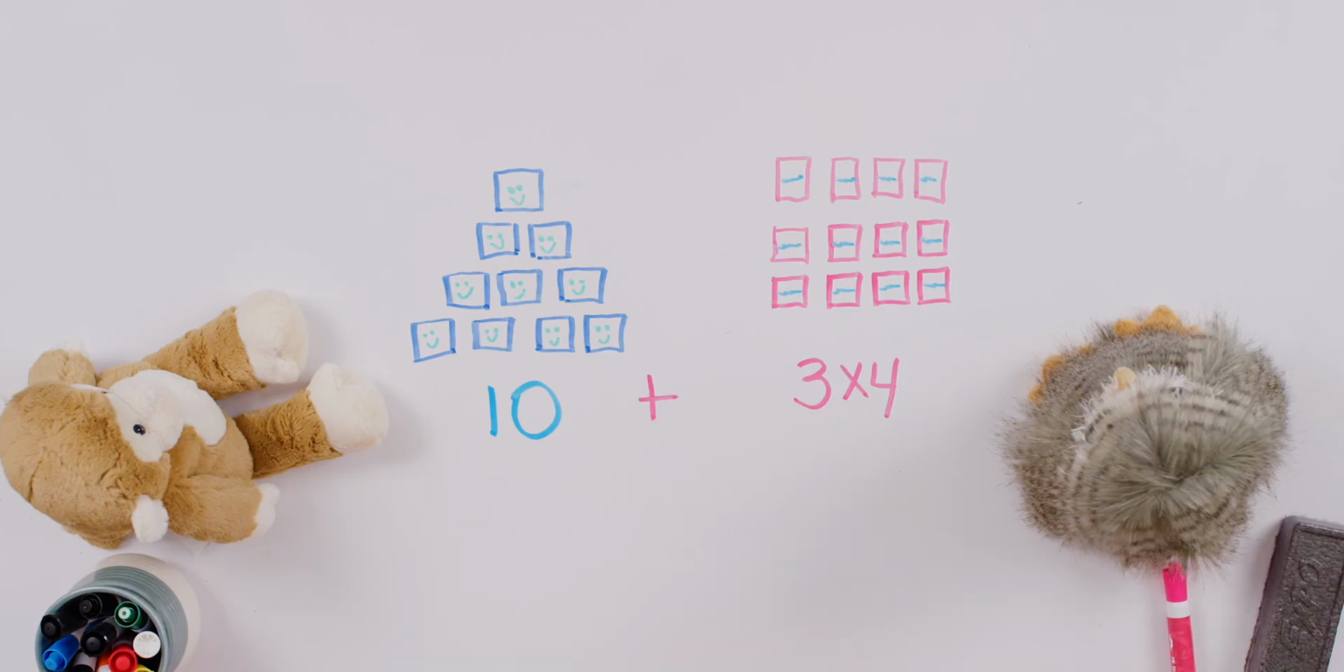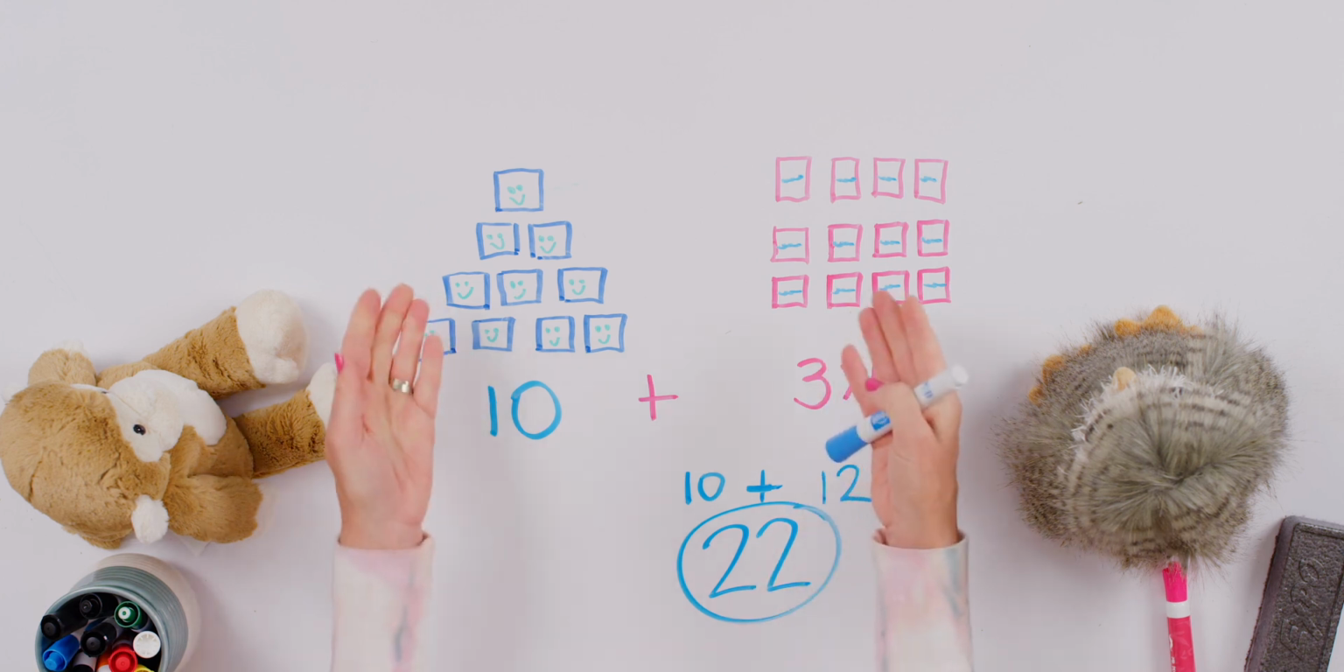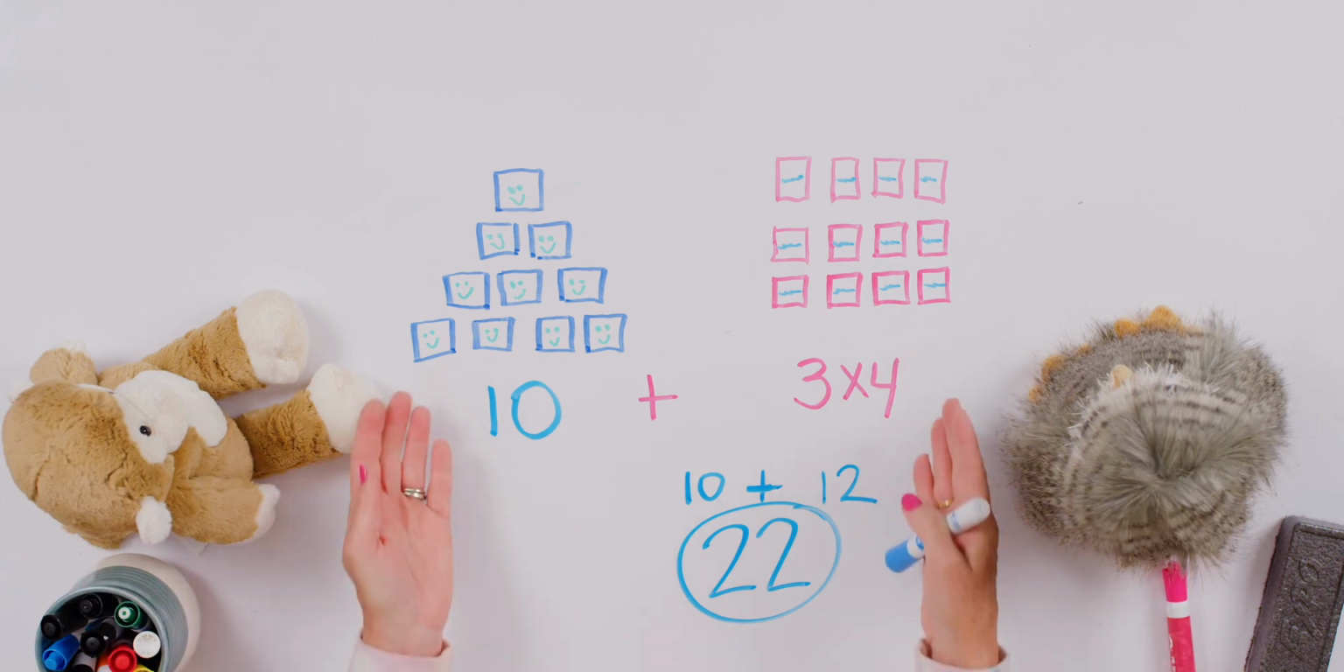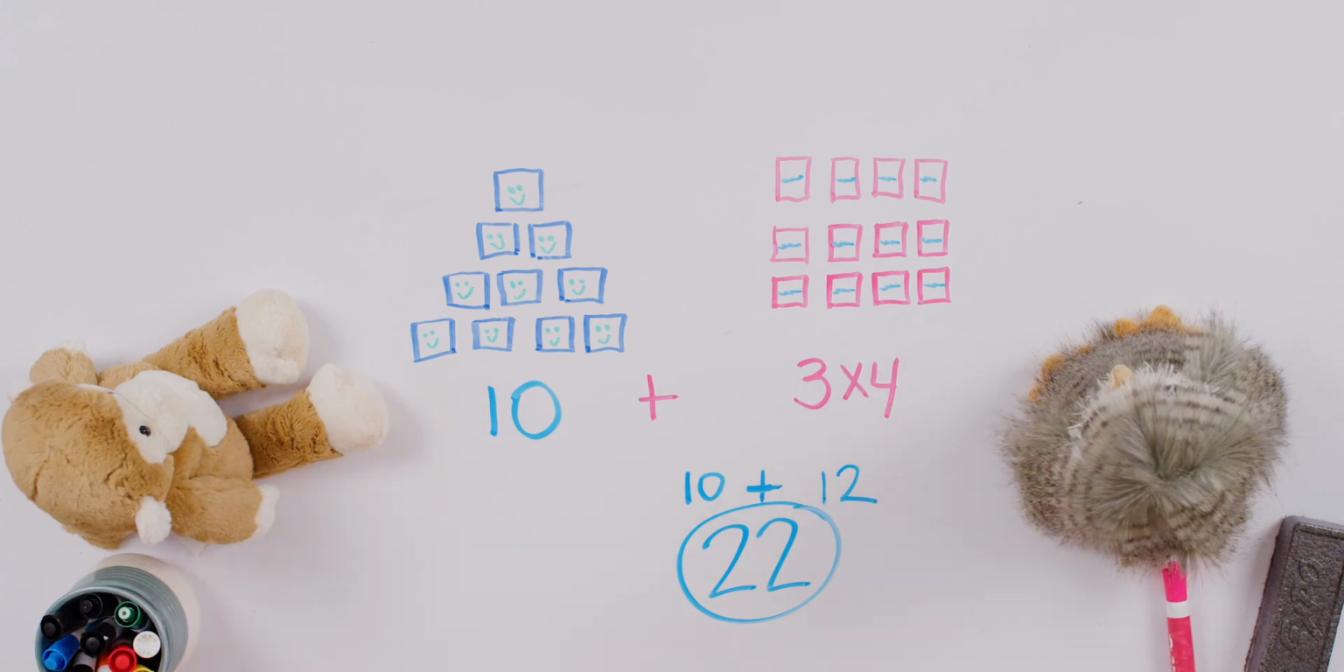What we're going to do is begin with multiplication from left to right. 3 times 4, that gives us 12. Now we can bring the addition in from left to right. And what does 10 plus 12 equal? You got it. 10 plus 12 equals 22. So our total amount of stamps that our friends put down are 22, not something in the 50s.